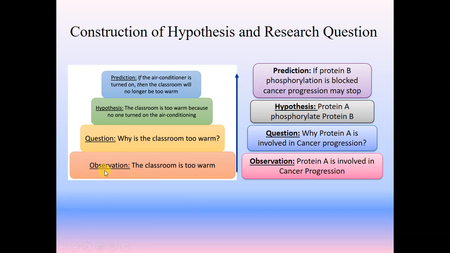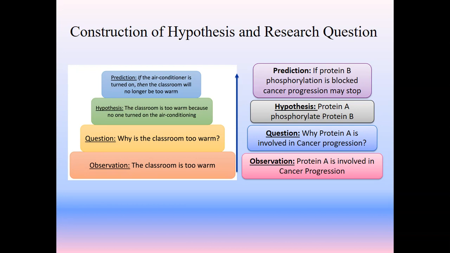So you observe something in daily life, your mind asks a question, and then the hypothesis comes in. The classroom is too warm because no one turned on the air conditioning. It could be a possible reason that there is an air conditioner but no one has turned it on. So this is just a hypothesis. We call it a hypothesis to see if it is the real reason or not. So you have to make a prediction: if the air conditioner is turned on, then the classroom will no longer be too warm. This is a prediction because you have not tested it yet. Whether it will make the classroom better or not will be tested.